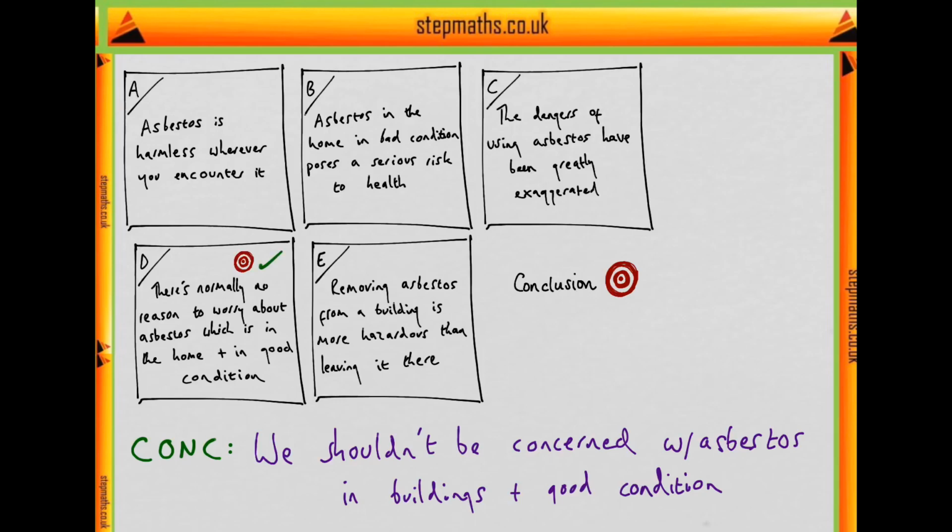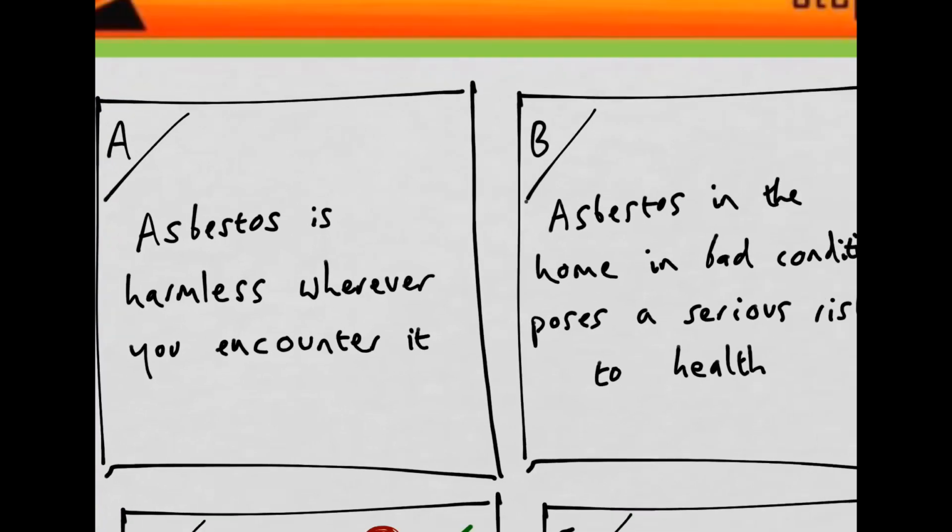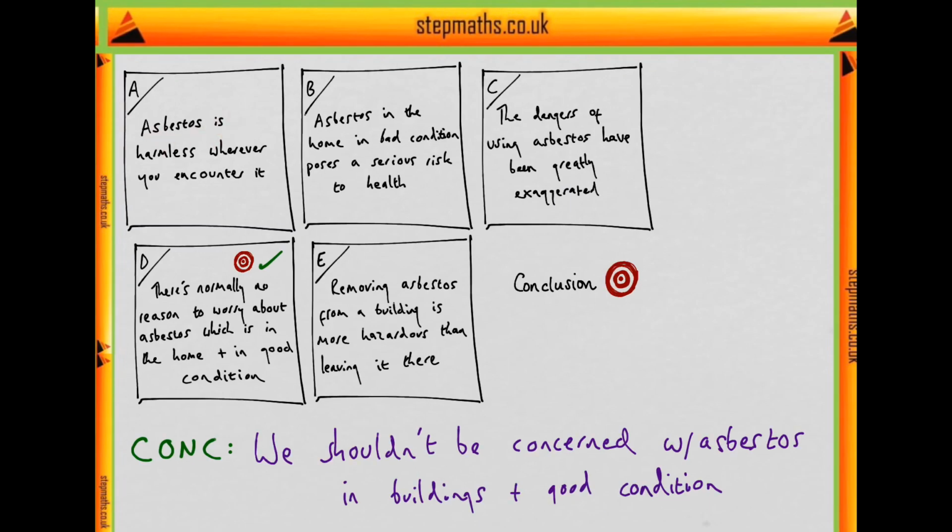But let's try and eliminate the other options. Option A says that asbestos is harmless wherever you encounter it. Now, the author is not saying that asbestos is harmless, rather than just saying that we shouldn't be concerned about it when it's in buildings and in good condition, because this is like background exposure, and we shouldn't be worried about that. So the claim that asbestos is harmless is too strong, and we can't infer it from the passage.